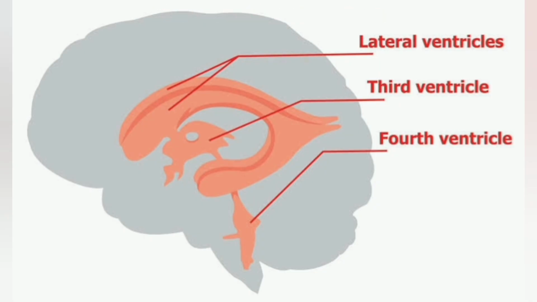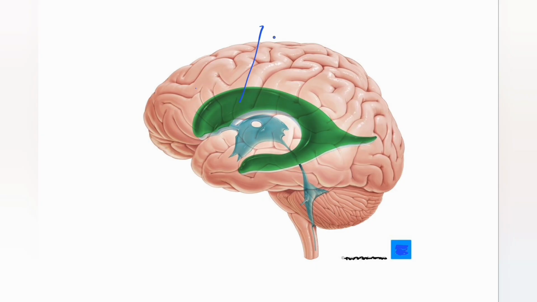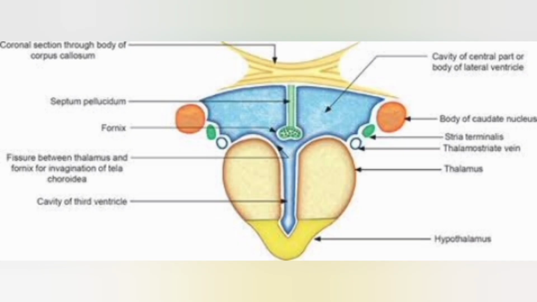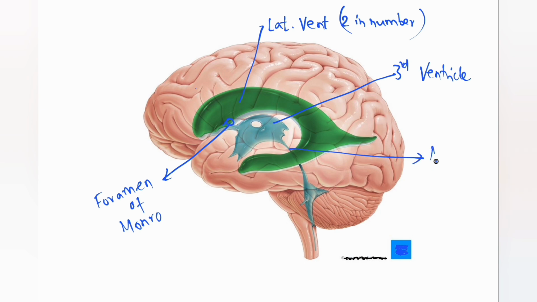So let's discuss the ventricles of the brain. We have 4 ventricles: 2 lateral ventricles, 1 third ventricle and 1 fourth ventricle. The 2 lateral ventricles are connected with the third ventricle via the foramen of Monro, and the third ventricle lies in between the two thalami. The third ventricle then connects with the fourth ventricle via the aqueduct of Sylvius.